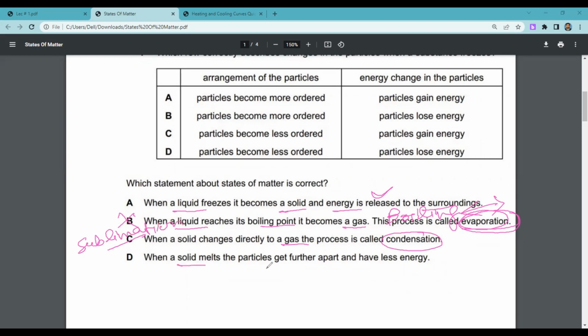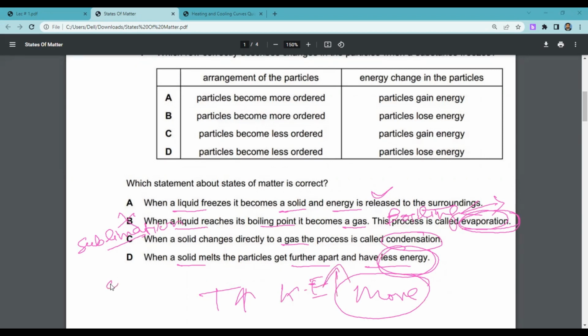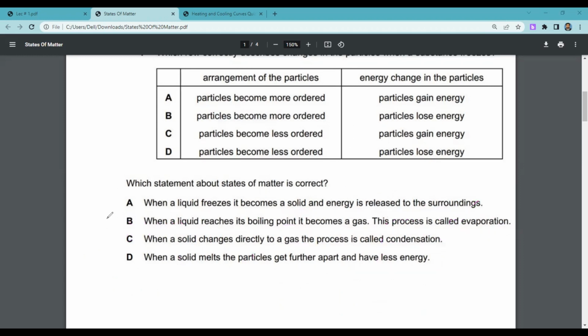When a solid melts, the particles get further apart and have less energy? No, the particles have more energy. Therefore, they become disordered. Their temperature is increasing, so their kinetic energy is also increasing. When kinetic energy increases, an ordered structure is converted into a less ordered structure. So this option is also wrong. So the correct option is the first one.